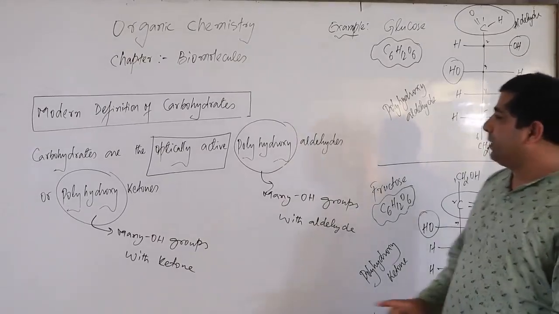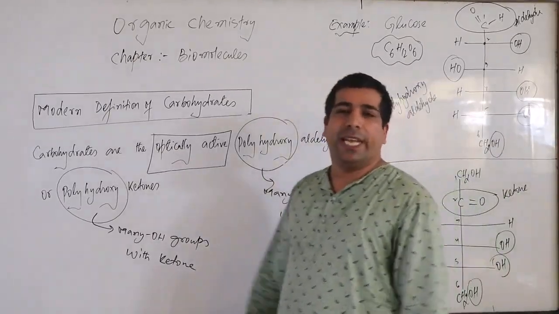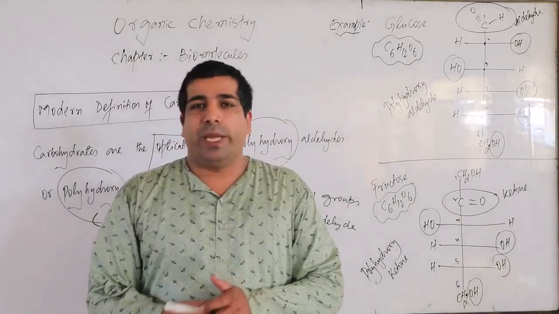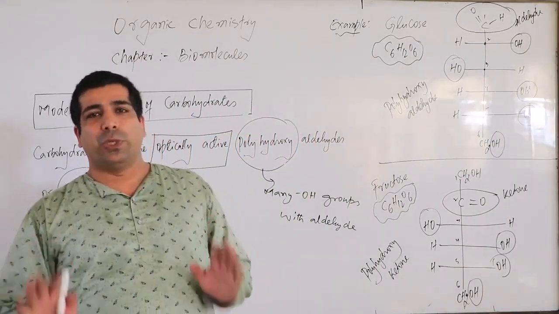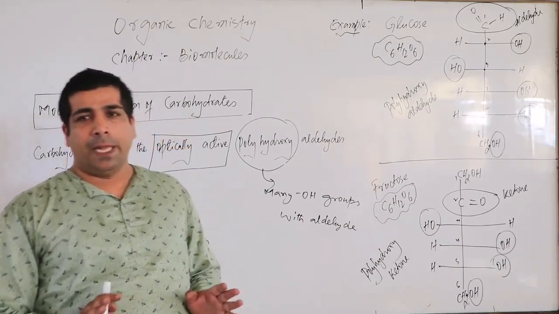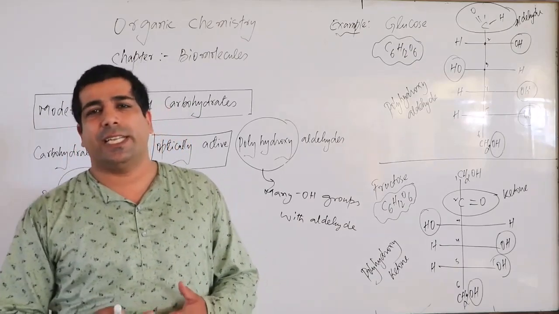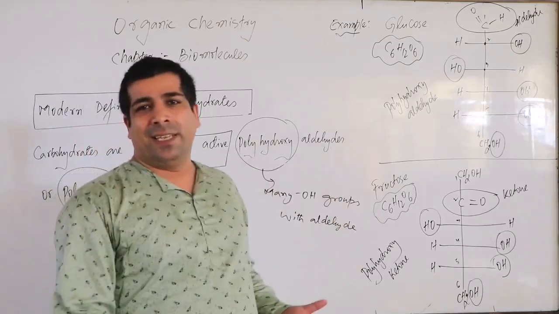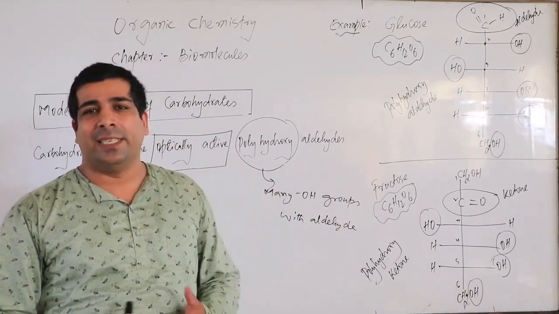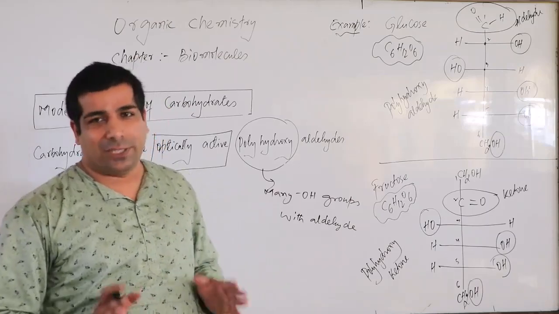And now point here is that both are optically active. That means if you make a solution of glucose or fructose, both will rotate the light. Okay? Now the question is whether they rotate the light in clockwise direction or anti-clockwise, that we'll discuss later when we talk of chirality and optical activity in this particular chapter.